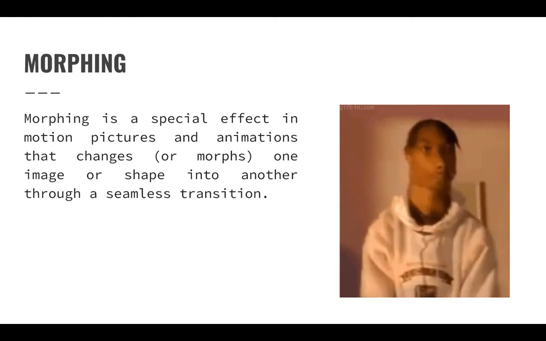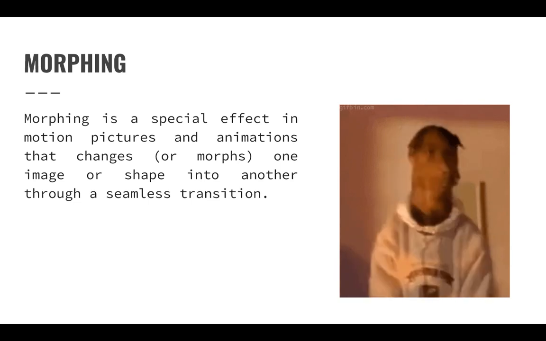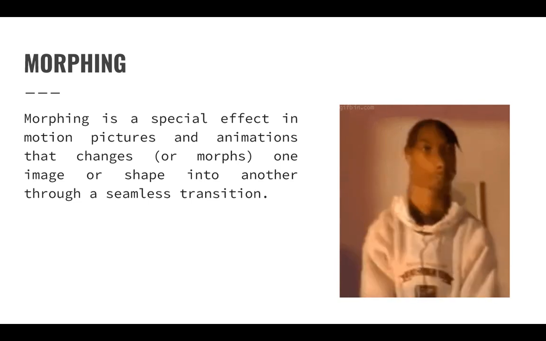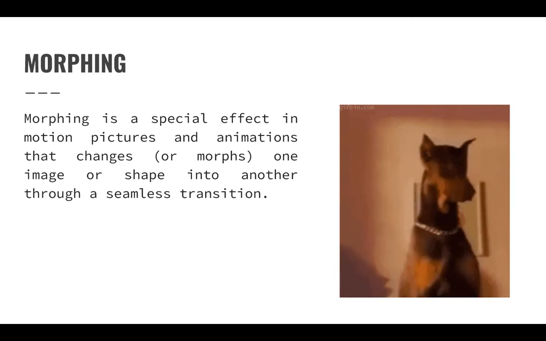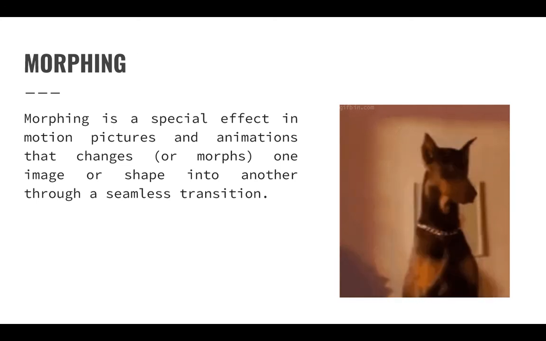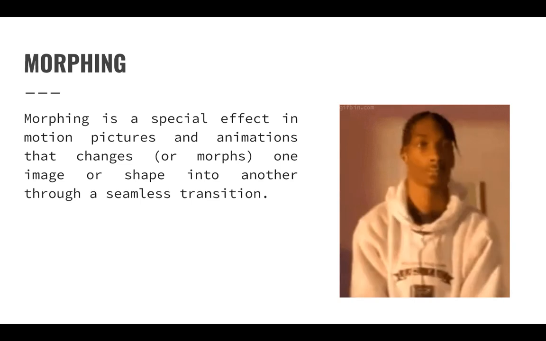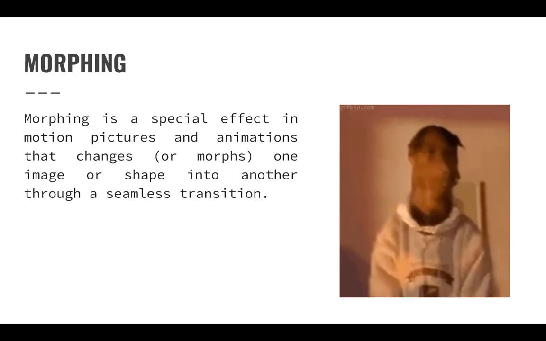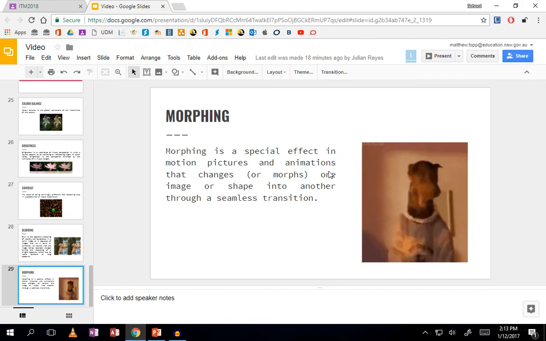Okay, so morphing is the changing of one image into another through seamless transitions. You can see there, it's Snoop Dogg turning into a dog. So yeah, it's just an effect that makes motion pictures and animations change or morph. That's it.